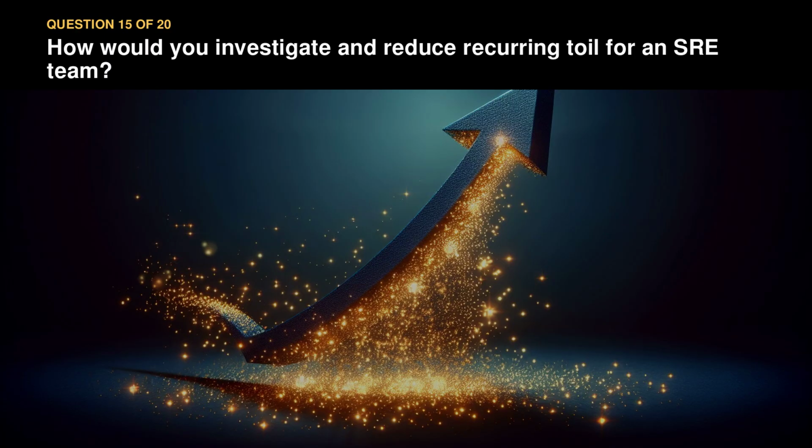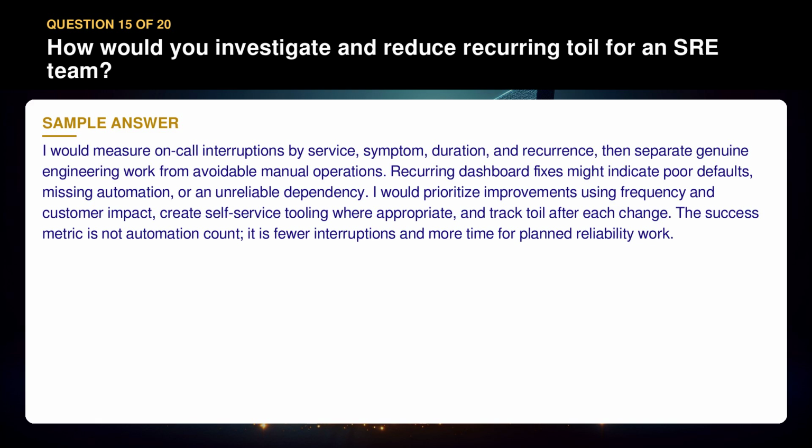How would you investigate and reduce recurring toil for an SRE team? I would measure on-call interruptions by service, symptom, duration, and recurrence, then separate genuine engineering work from avoidable manual operations. Recurring dashboard fixes might indicate poor defaults, missing automation, or an unreliable dependency. I would prioritize improvements using frequency and customer impact, create self-service tooling where appropriate, and track toil after each change. The success metric is not automation count. It is fewer interruptions and more time for planned reliability work.